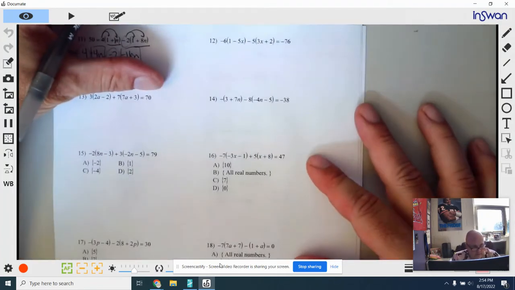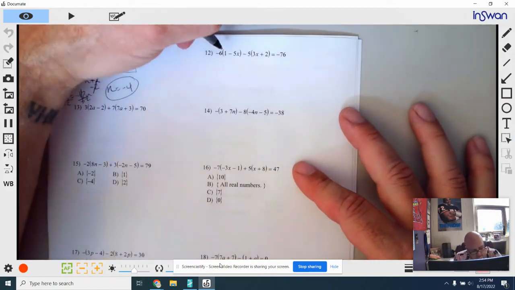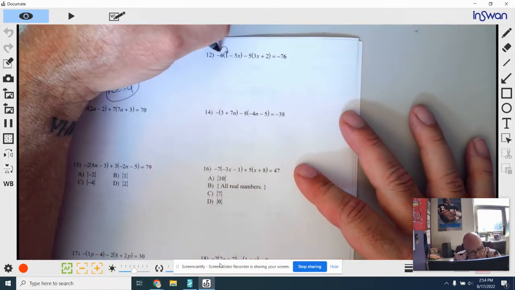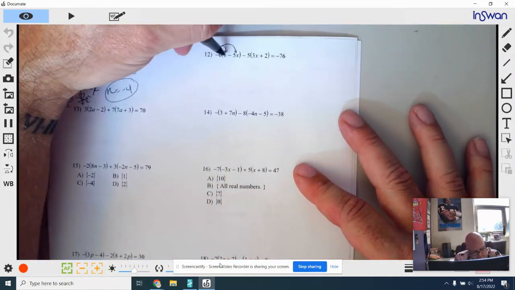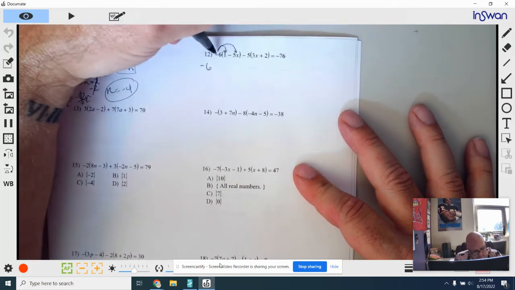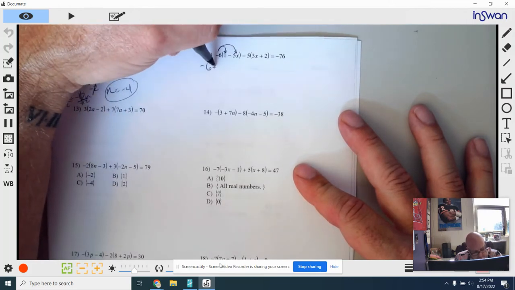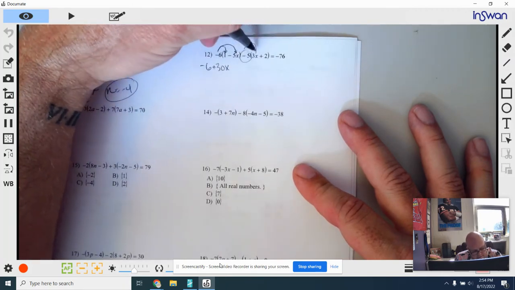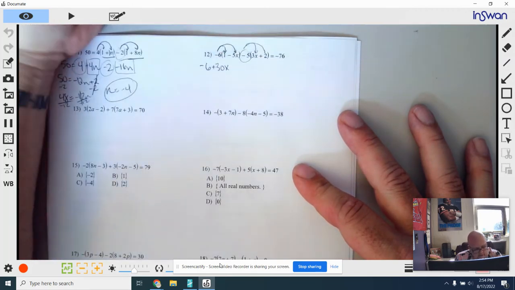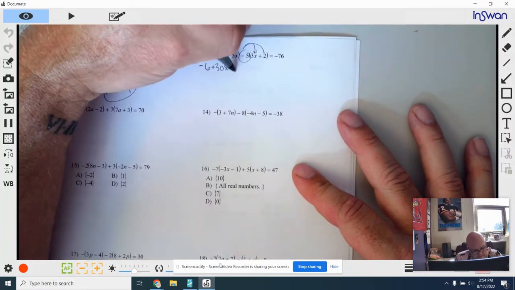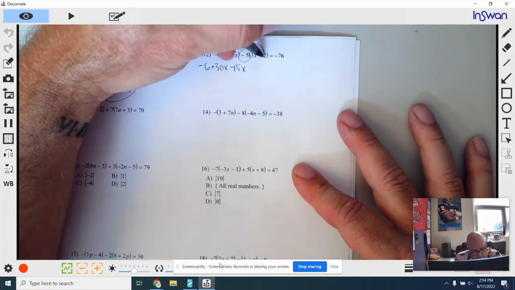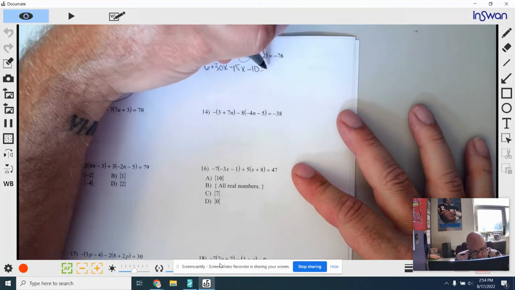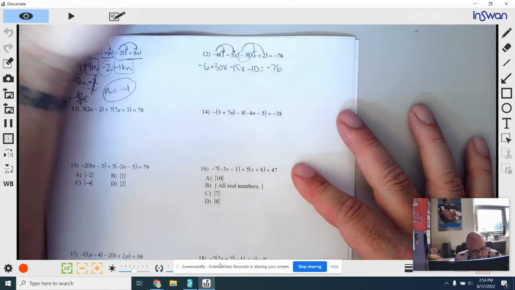Okay, number 12, we're going to go ahead and plug in this negative 6. Just distribute that right there. So you got negative 6 times 1 is negative 6. Negative 6 times a negative 5x is positive 30x. And then I come back here, take that negative 5, distribute. So negative 5 times 3x is negative 15x. Negative 5 times 2 is negative 10. And that's going to equal negative 76.